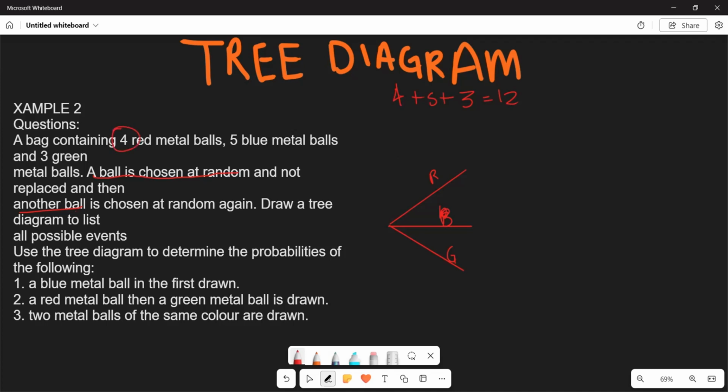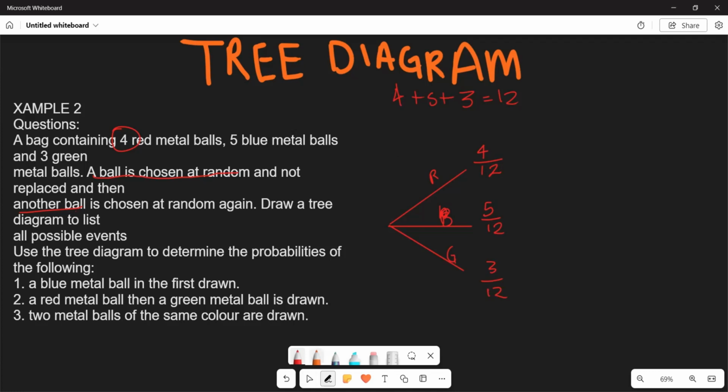Now, if we check the probability of them firstly choosing a red ball, how many red balls are you having at first? You are having 4, which means 4 red balls out of 12. So the chance of them taking out a red ball firstly is 4 out of 12. Then the blue balls are going to be 5 out of 12, while the green one is going to be 3 out of 12 altogether.